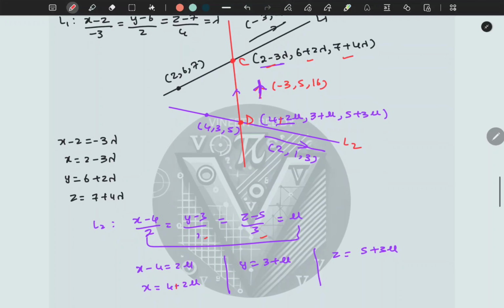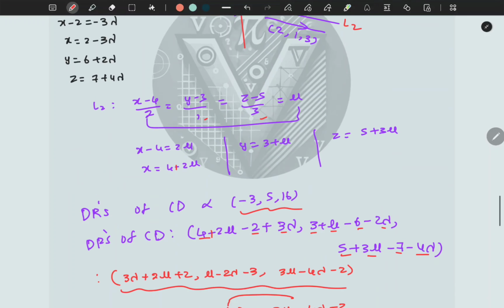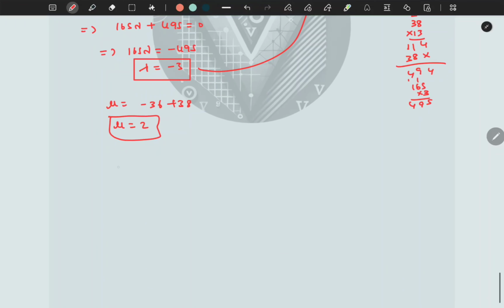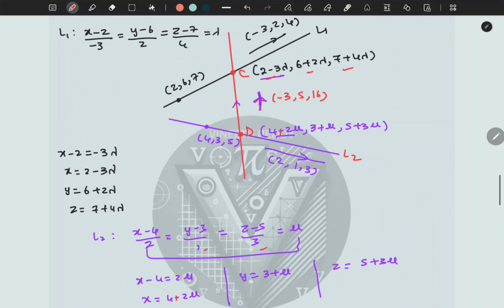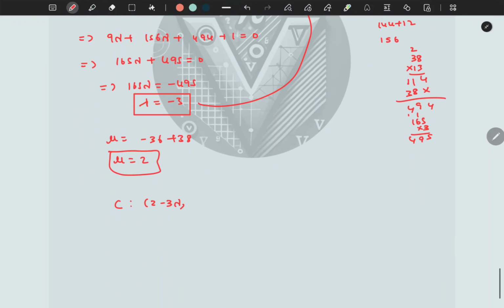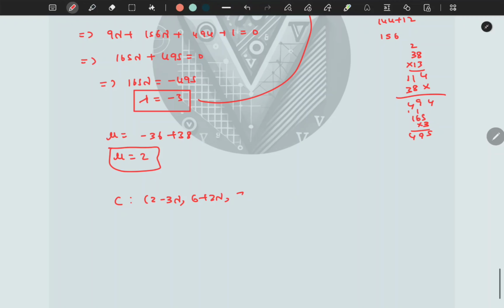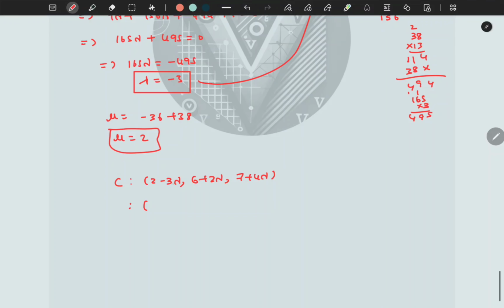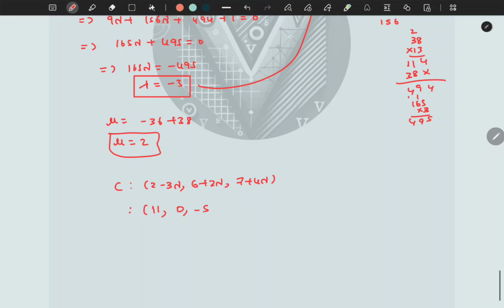For that, point C, what is the point C? C is nothing but 2 minus 3 lambda comma 6 plus 2 lambda, 7 plus 4 lambda. And what is the value of lambda? Lambda is minus 3. So minus 3 into minus 3 is plus 9. 9 plus 2 is 11. Now 6 minus 6 is 0. Now 7 minus 12 is minus 5.